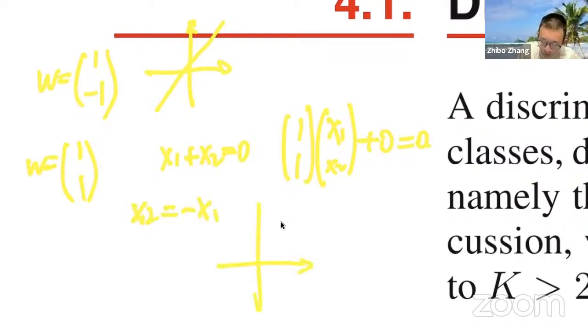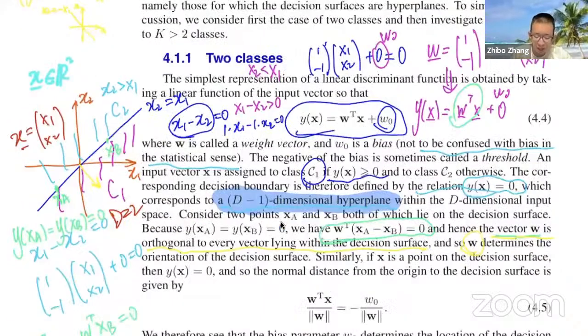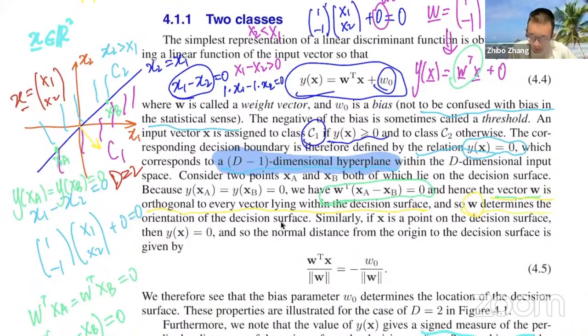So if we draw it here, x1, x2, and x2 equals -x1. Basically, if x1 equals 1, x2 equals -1. If x1 equals 0, x2 equals 0. So it's going to look like this. So W is something that decides the orientation of the decision surface here. This thing is very, very important.